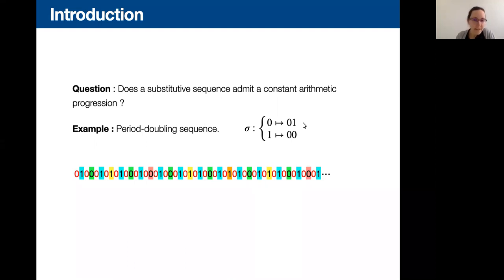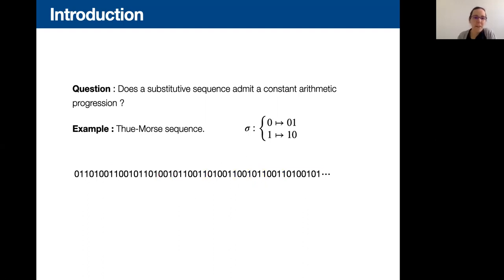In contrast, we have the Thue-Morse sequence. For this sequence, we know that there exists no constant arithmetic progression. For example, if we take the subsequence x_{3n}, you can see that it starts with zero, and we know that in finite time we will have a different letter.